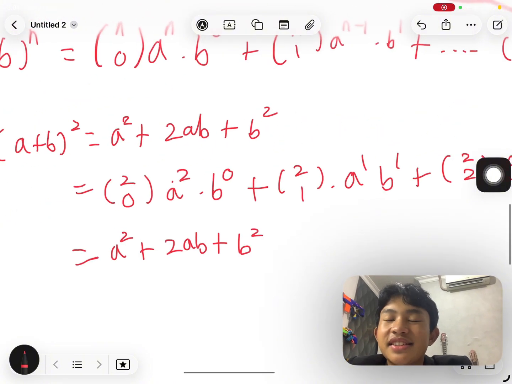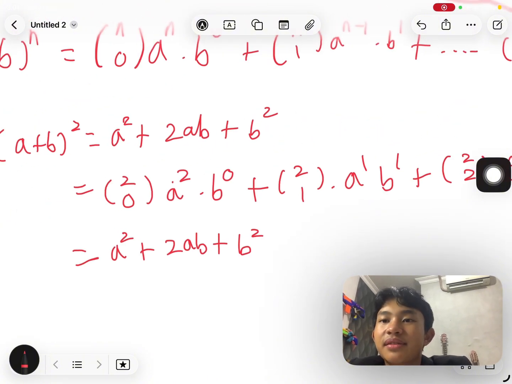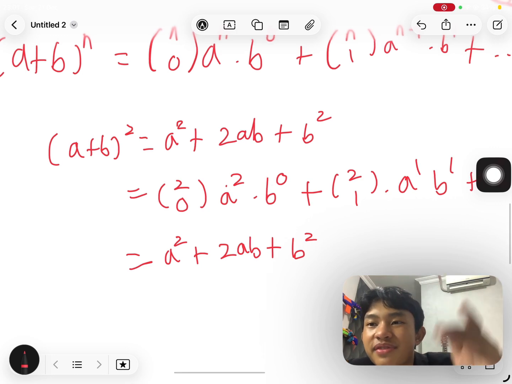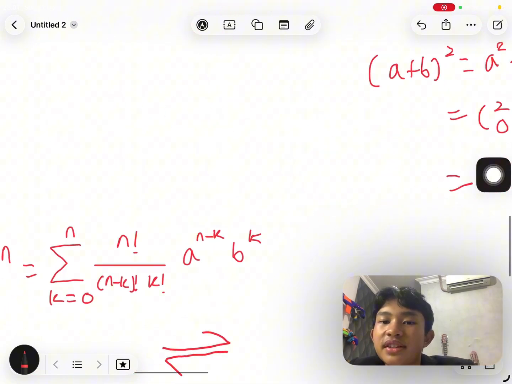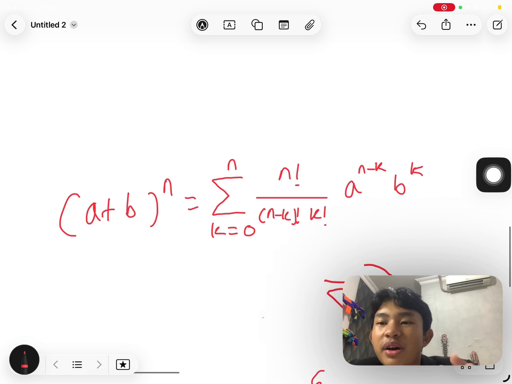See, it's the exact same thing as this, but we use a much faster method, especially for exponents above 10 or 5, where foiling really becomes ineffective. So this is the base form of the binomial expansion.